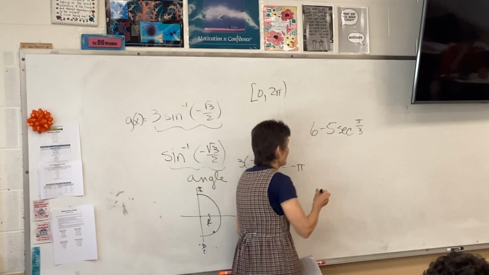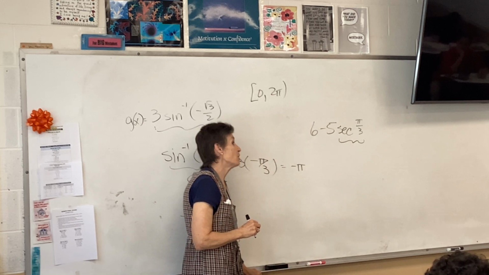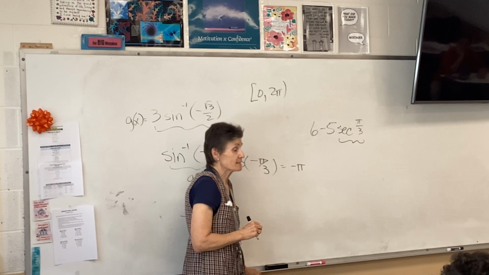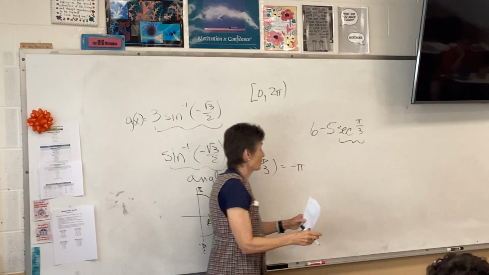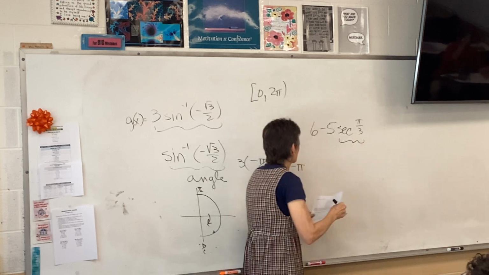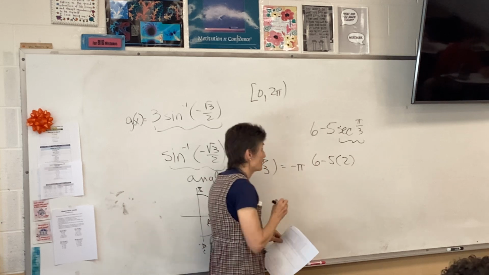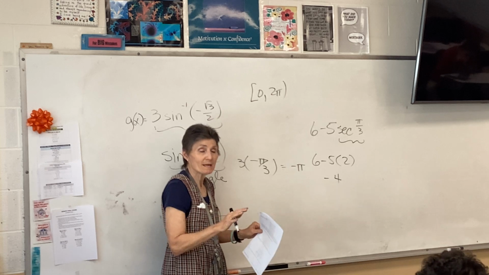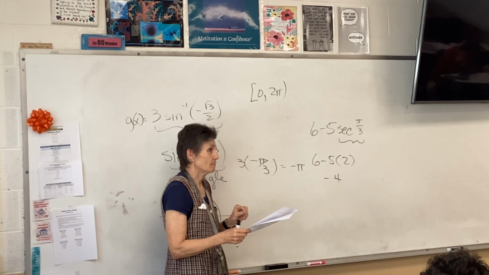Now, what's the secant of pi over 3? I don't know. What's the cosine of pi over 3? 1/2. So the secant would be 2. If the cosine of pi over 3 is 1/2, the secant will be 2. So this is 6 minus 5 times 2. So the answer is negative 4. Don't make it hard. Guys, do not make it hard.